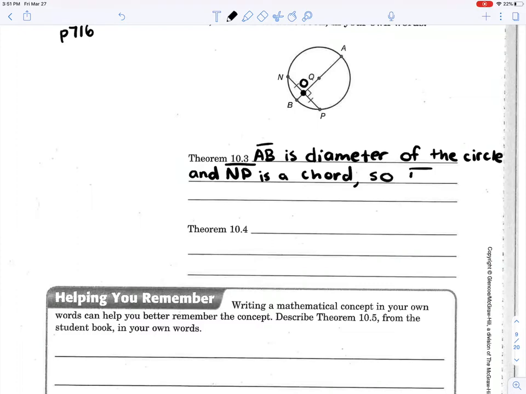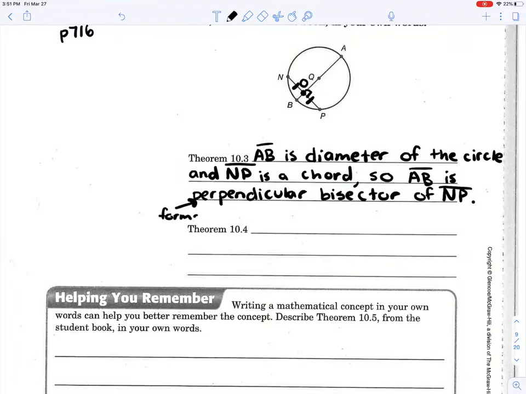So now we can say AB is the perpendicular bisector of NP. So, a couple things to note. We already said bisector, bi means two, sect means to cut. So if I look here, it's cut into two equal pieces. Remember that word perpendicular means it forms a right angle. Just a little bit of review there.